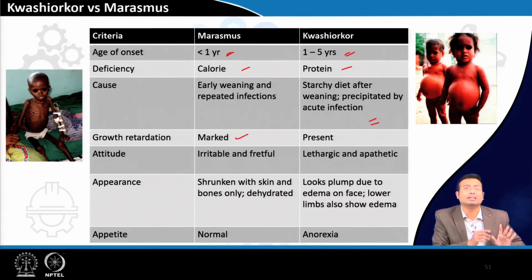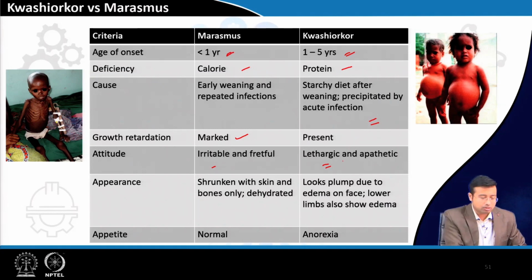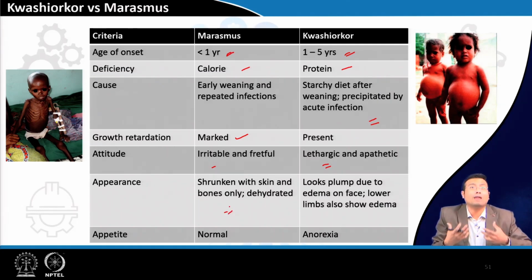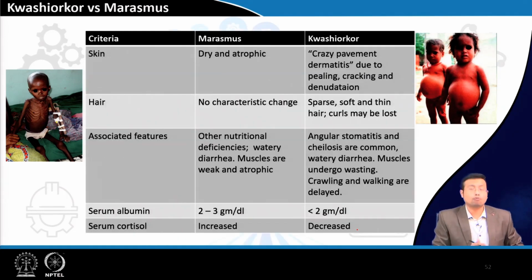Attitude: the child is irritable in marasmus and is lethargic in kwashiorkor. Appearance: sunken eyes, and the child appears to be skin and bones in marasmus. But in kwashiorkor, the child may look plump, it may actually falsely appear fat due to excess edema or water content in the body. Appetite is normal in marasmus, but anorexia, that is a feeling of not willing to eat, happens in kwashiorkor.